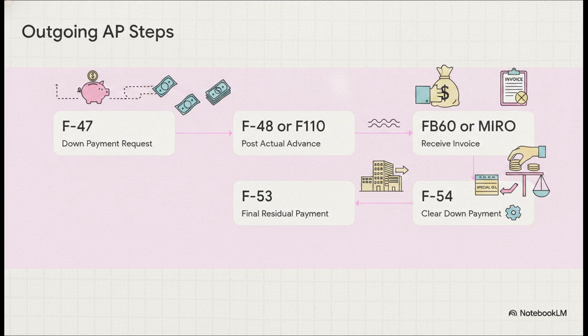So let's track the actual chronological journey of a single dollar through this setup. It kicks off with a request using F47. Now remember, this is purely statistical. No actual money moves yet. Next, the actual cash leaves the building via F48 or an automatic payment run. Down the line, the vendor finally delivers and sends the actual invoice, which gets posted via FB60. And here is the vital part. T-code F54 clears the down payment. It moves that advance out of the special GL so it can apply against the normal invoice. Finally, F53 pays whatever residual balance happens to be left over.